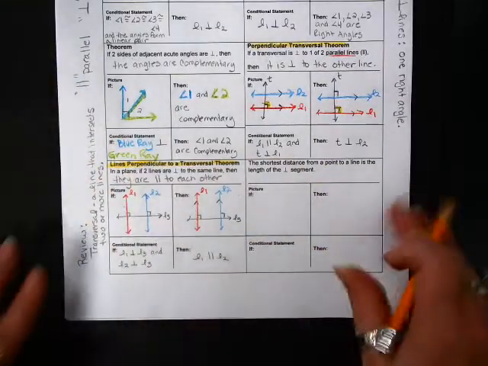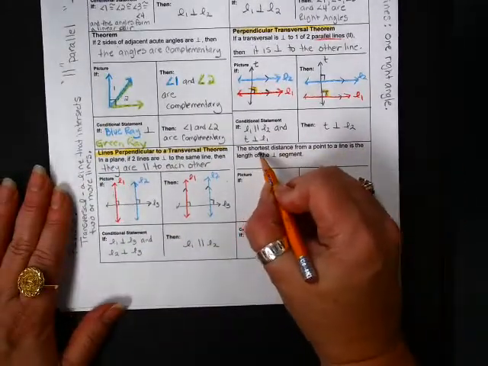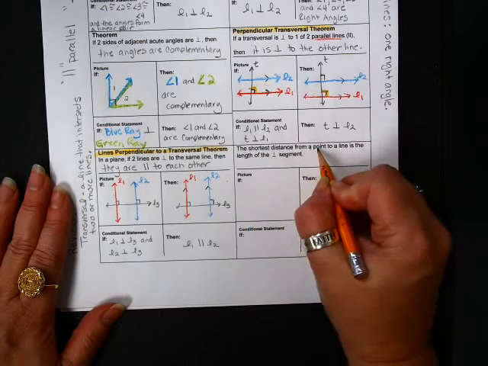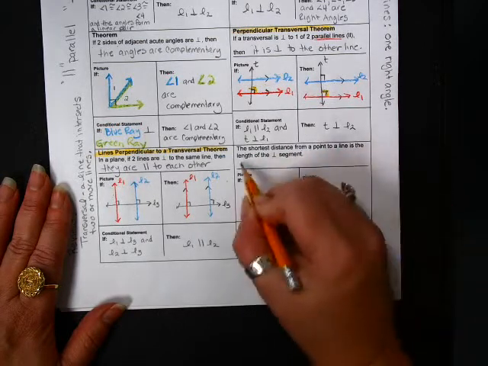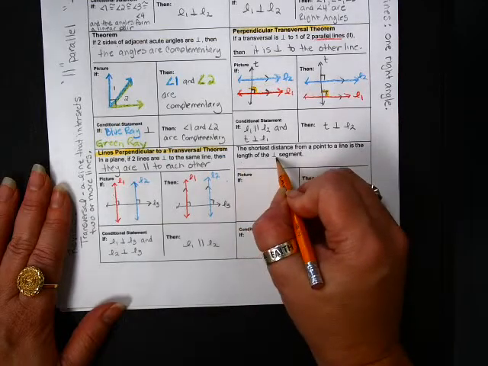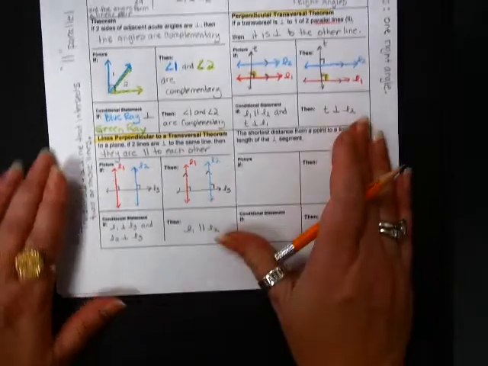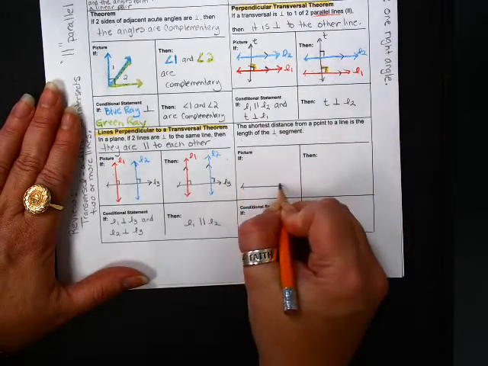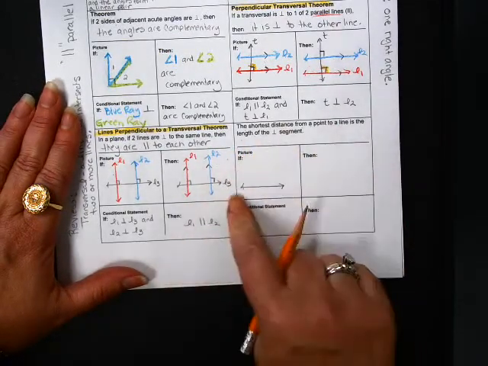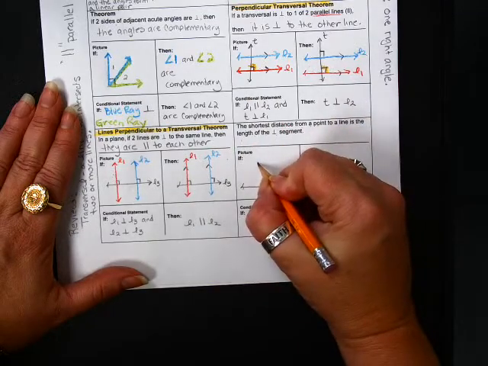Okay, last one. The shortest distance from a point to a line is the length of the perpendicular segment. So here we're going to start off with a line in a plane. We have a line and we have a point not on the line.